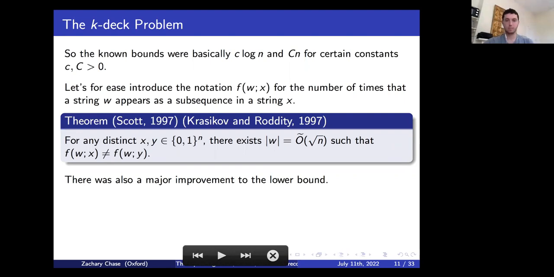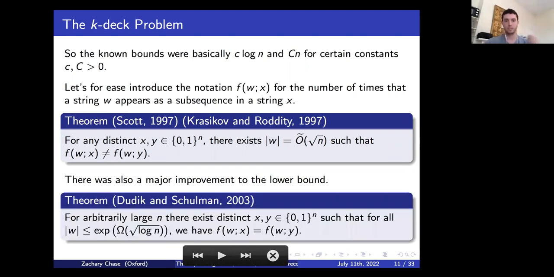There was also a major improvement to the lower bound. Dudek and Schulman in 2003 showed that there are distinct strings x and y of length n, such that all strings of length at most e to the square root log n appear the same number of times as a subsequence in x and y.